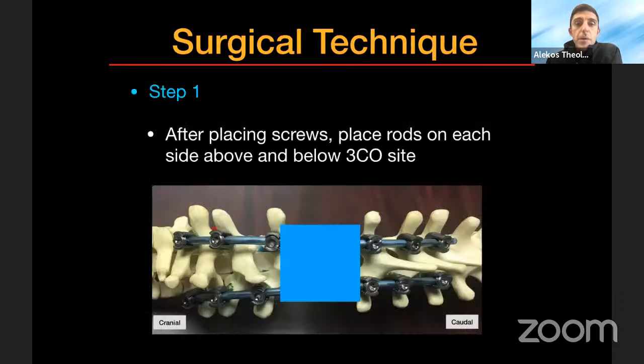It's a little different for spine. In this setting, what you do is you place your instrumentation. I would say if you're doing a 3-column osteotomy, at least 3 levels above and at least 3 levels below in the upper thoracic spine or mid-thoracic spine.